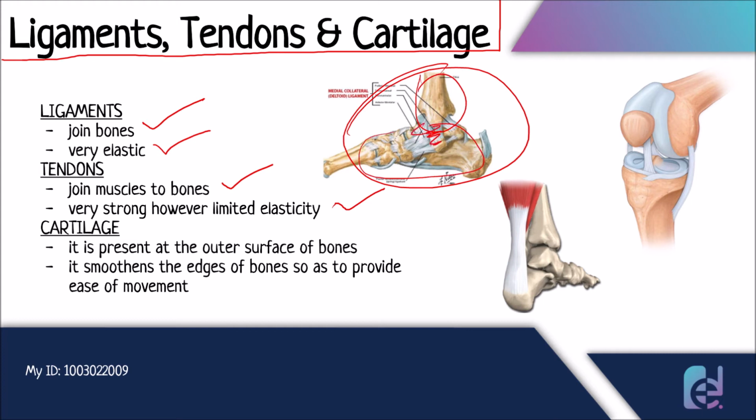This picture shows ligaments, joining these two bones. They're present in white. Ligaments join bones and they're very elastic, like you can move your arm, your elbow, etc. Tendons over here, as seen here, join the muscle to the bone. That's what a tendon does. It joins the muscle to the bone, and they have limited elasticity.